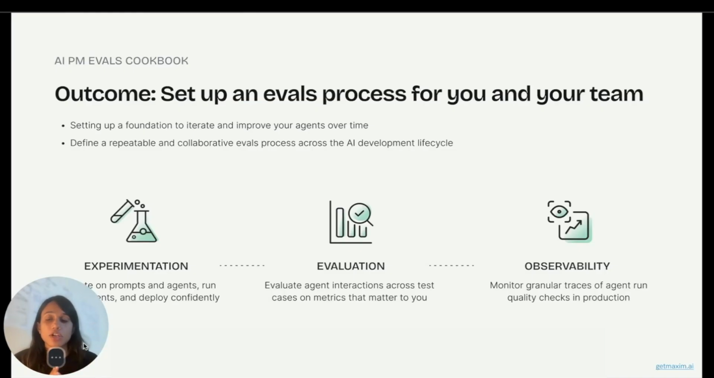And last, we will look at how do you now observe this agent when it is in production in the hands of your actual users, being able to monitor granular traces of what happened in a real world scenario, having quality checks running in production, and being proactive about agent quality as your users are using it, learning from that, and bringing it back into your iteration cycle.